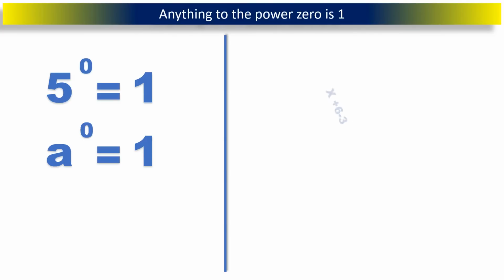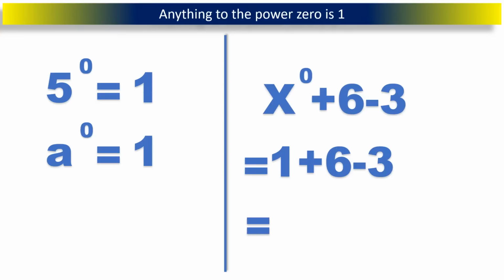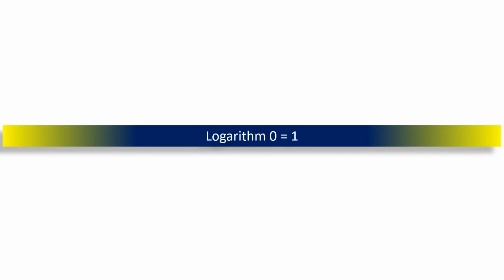For example, if you see a sum like x power 0 plus 6 minus 3, what will be the next step? As I said, anything power 0 is 1. So we can replace x power 0 by 1 and write down the other terms as they are. Now perform your operation because it is a basic sum. 1 plus 6 is 7. 7 minus 3 will be 4. Got it, right? So this is how 0 behaves in the power position. Let's move on to the next one.